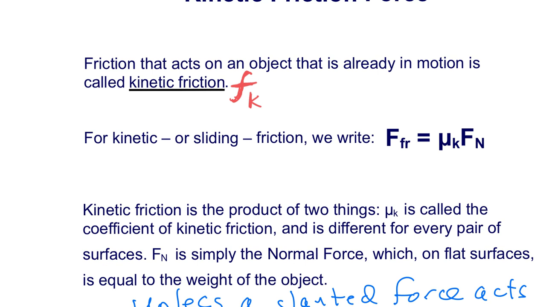Okay? And so, I don't like this equation. Fk, kinetic friction, is the symbol mu K times the normal force of the object on the surface. So, mu K is called the coefficient of kinetic friction.